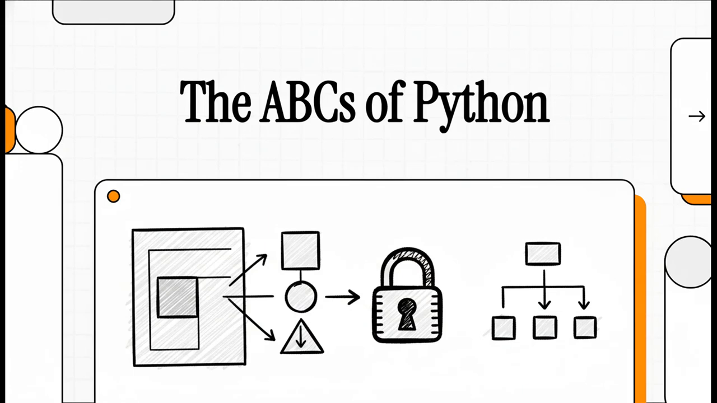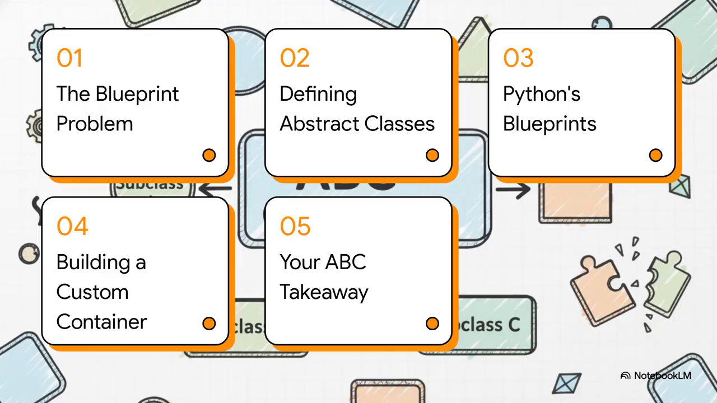So, have you ever been writing some Python and just wished you could force your classes to follow a specific set of rules? Well, today, we're diving into a super powerful feature that does exactly that. Abstract Base Classes, or ABCs for short. Seriously, this is the key to creating a clear, enforceable blueprint for your objects, and it can totally change how you design your code. Here's what we're going to cover.